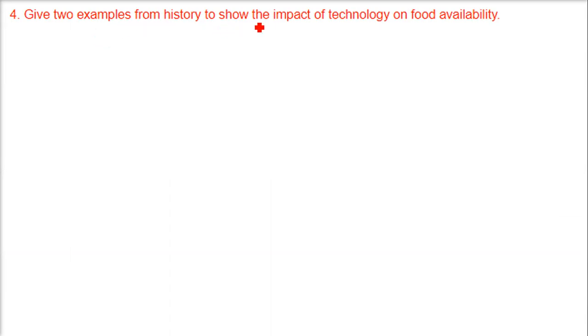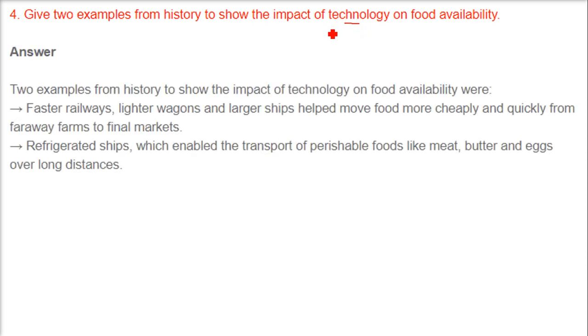Give 2 examples from history to show the impact of technology on food availability. First is the transportation: faster railways, lighter wagons, larger ships. All these help move food more cheaply and quickly from faraway farms to the final markets. Then the refrigerated ships, ships with refrigeration, which enable the transport of perishable foods, namely meat, butter, eggs over long distances.